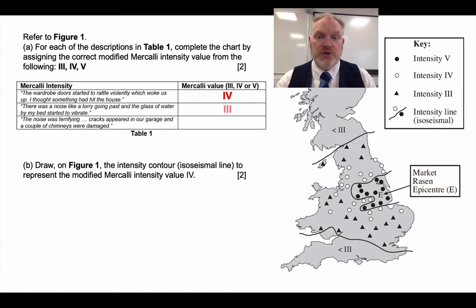So wardrobe doors starting to rattle violently, that's going to be a 4. Noise like a lorry going past is a 3. And the terrifying noise with cracks in the garage and the chimneys, that's a 5.